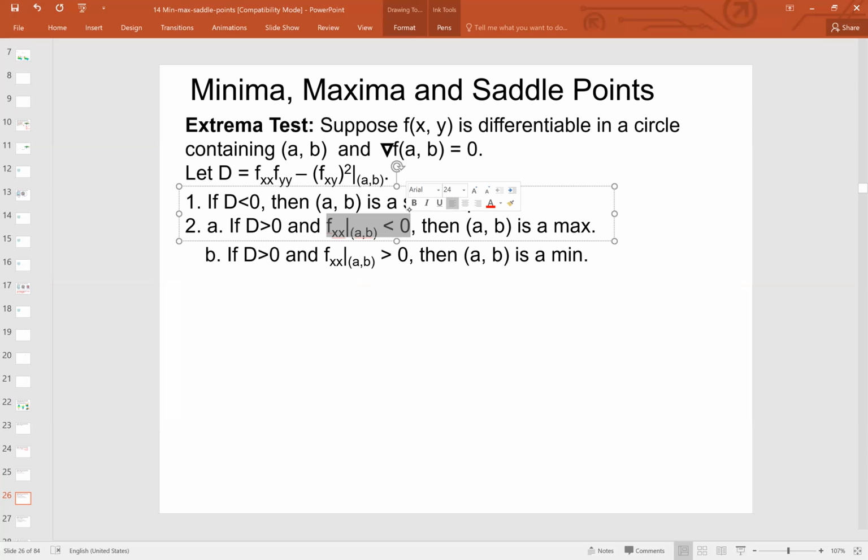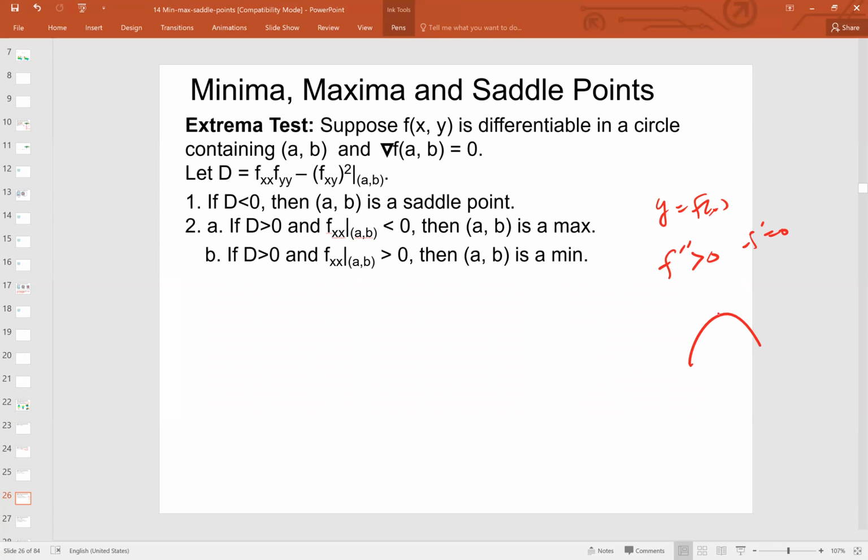If the second partial derivative in the x direction is bigger than zero, then that means the point must be a minimal, because remember in the case where y equal to f of x, and f double prime is bigger than zero where f prime is equal to zero, it's the same thing. That's a characteristic of a minimal. And where the second derivative is less than zero, where the first derivative is zero, then it's a maximal, and if it's the other way around, it's a minimal.